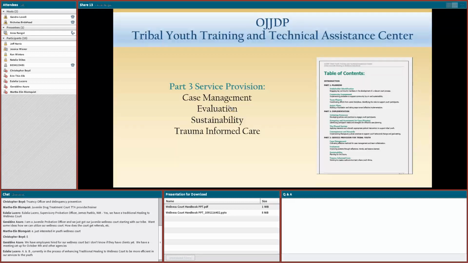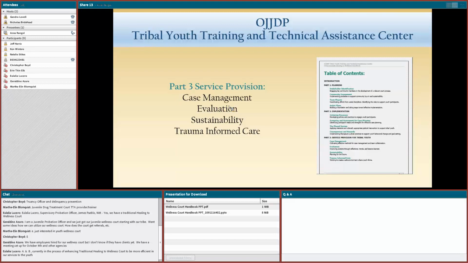Another thing that's very important that's covered under service provision is sustainability, because we want to make sure that when we're establishing these wonderful resources that are the Healing to Wellness Courts for our youth, that they're able to continue on into the future far beyond an initial grant or those kinds of things. So we want to make sure that not only do we have other ways to fund this program, but also that we continue to have the stakeholders, the community buy-in, and all of that so that they can see the value in it and continue to support it.